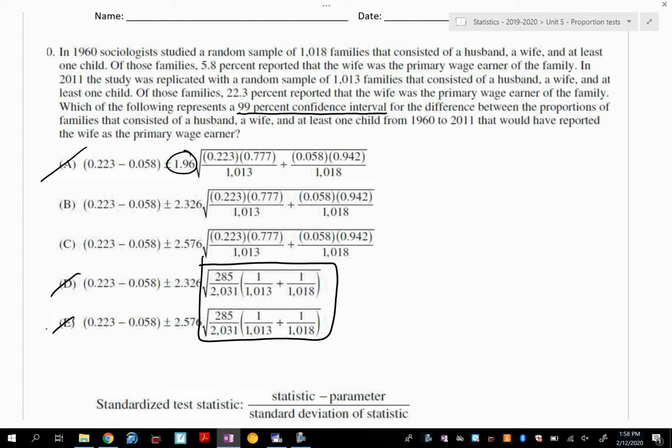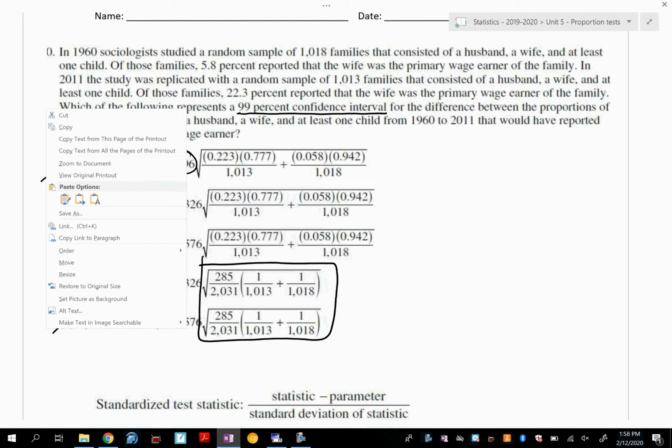Now, if you look at B and C, you'll notice that the answer choices are identical except for z-star. They have the exact same standard error, the exact same difference in the proportions. So to calculate this, you actually have to go to an email I sent you on January 9th.